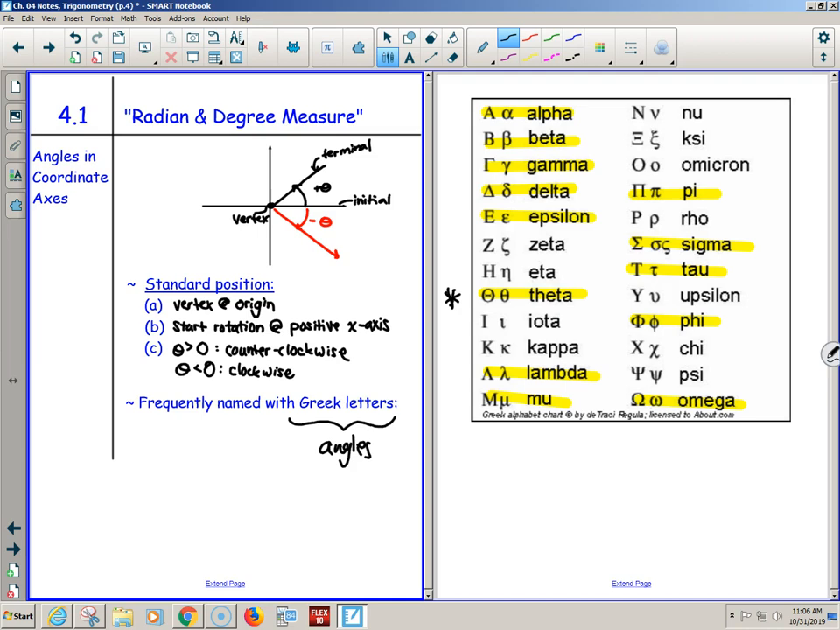Hey guys, why is one black and one red? Any ideas? Diversity? No. Because one is negative. No.